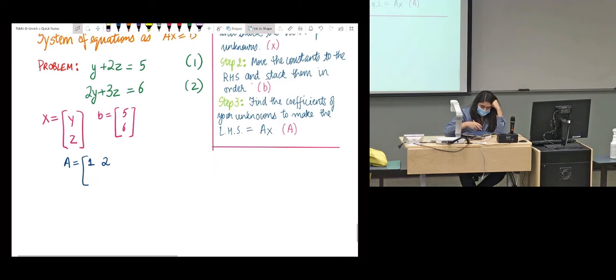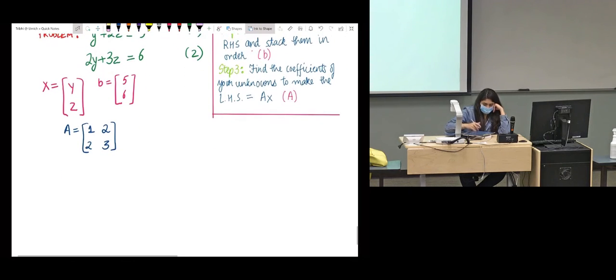Then the coefficient of y in the second equation. Now, note the order. For the first equation, we got the coefficients of y and z from the first equation, and b is 5 here. Similarly, for the second row, we want to look at the second equation, so b is 6. You get the coefficient of y, which is 2, and the coefficient of z, which is 3. And that is your A matrix.